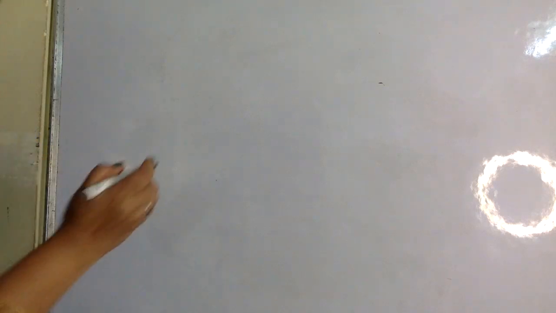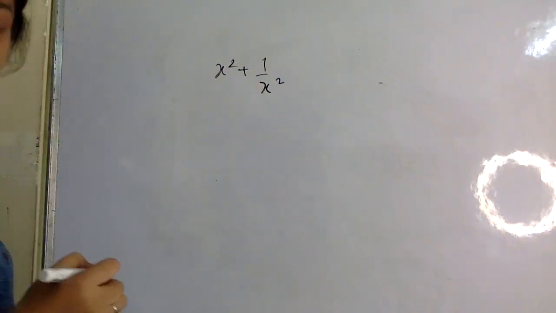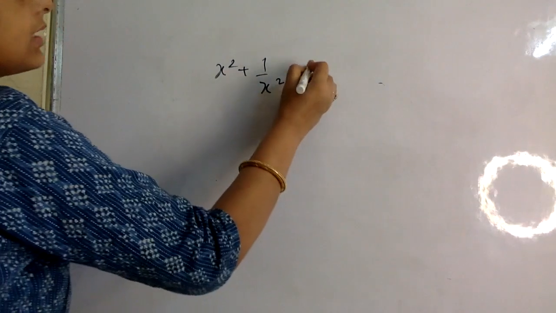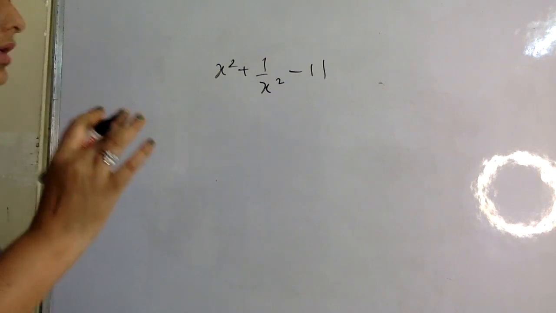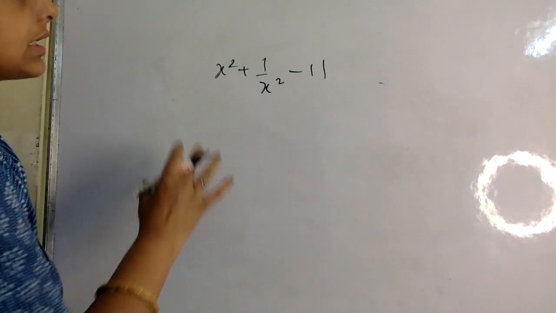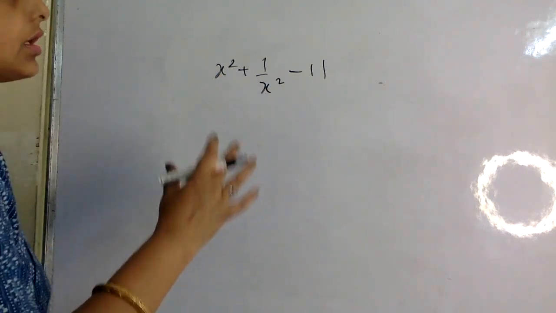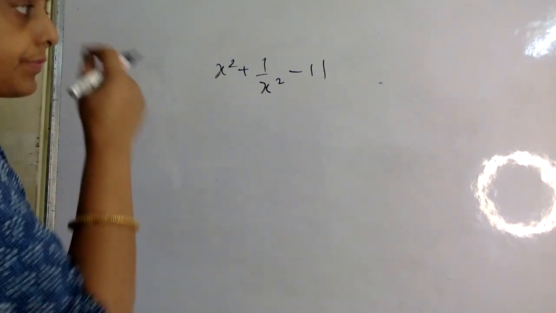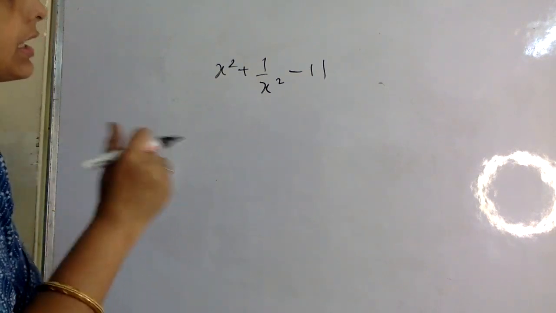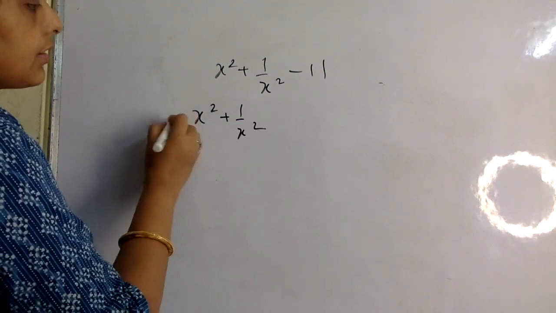Let's take up another question which is very different, and I really wanted to do this sum for you all. x square plus 1 by x square minus 11. This is the question. Now this does not look like any identity at all. You will not be able to fit this into any of the identities. What to do? Very cleverly, we will just copy this part.